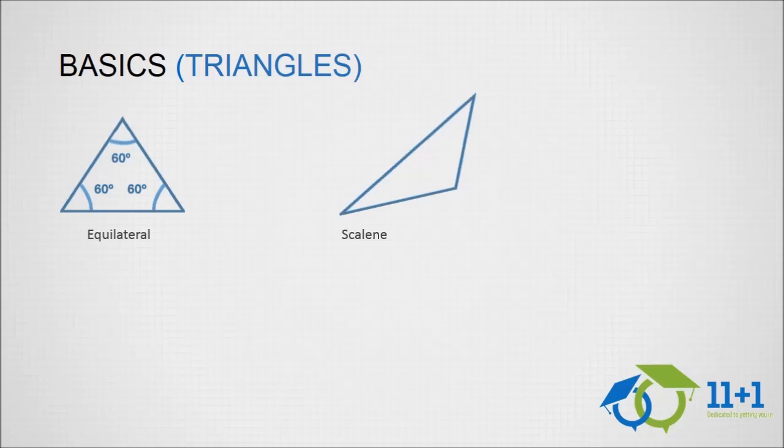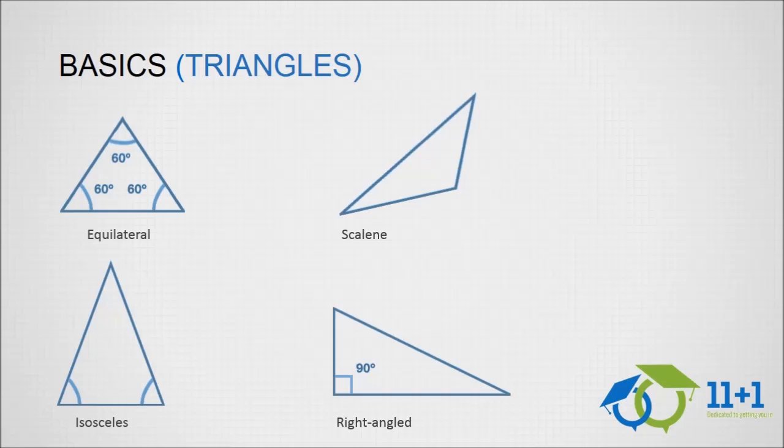Here is a scalene triangle. This has no equal sides and no equal angles either. Here's an isosceles triangle. This has 2 equal sides and 2 equal angles.